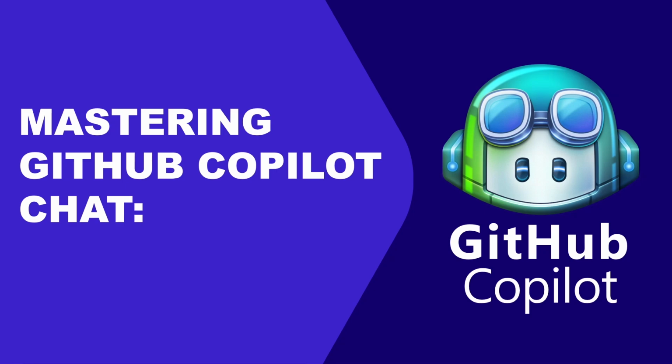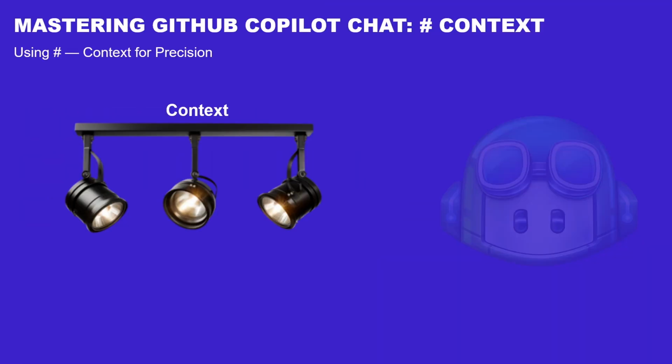Welcome back. Today, we are diving into one of Copilot Chat's most powerful tools, context. Context tags act like a spotlight, guiding Copilot's attention to the exact file, function, or code segment you want it to analyze, helping you get sharper, more accurate, and more efficient responses.